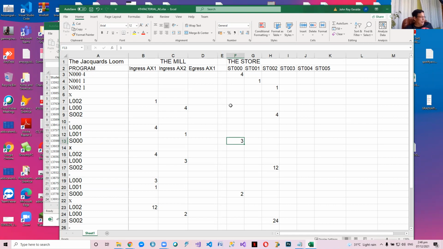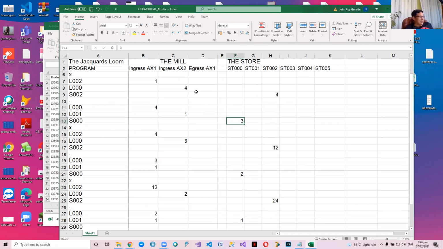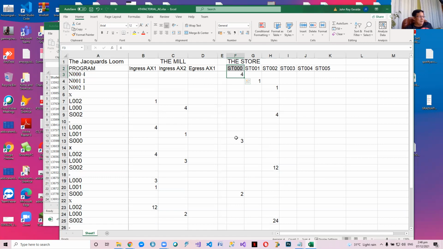So we're trying to demonstrate how a program runs in the Babbage computer. We are done with the first instruction, 4 times 1. The next instruction is 3 times 4. So we do a times. First we load L002. What is L002? 4. So it goes to ingress axis 1. And we load L000, which is now 3. Previously it was 4, now it's 3. We load it to ingress axis 2. Then we multiply: 4 times 3 is 12. And we store it to 002.